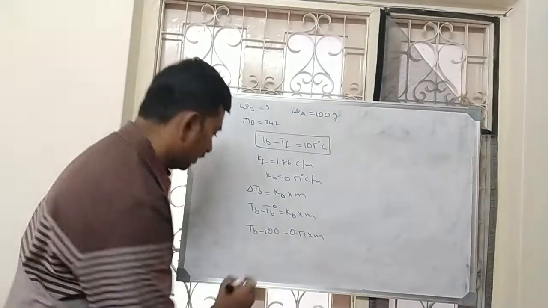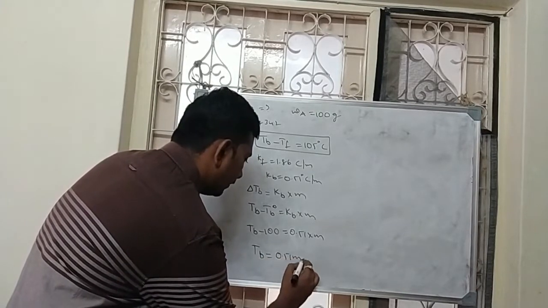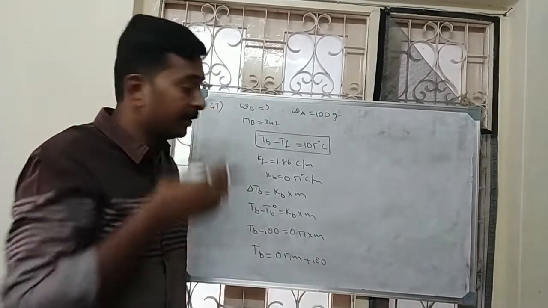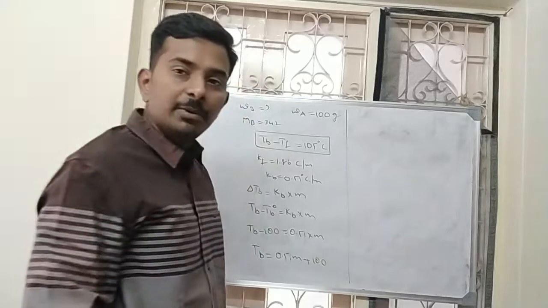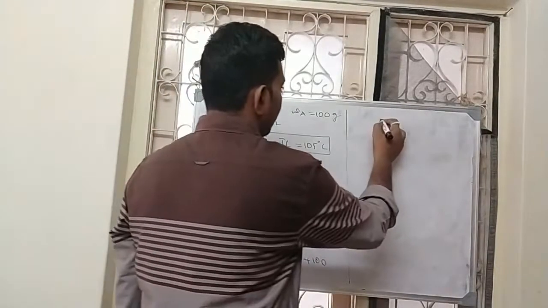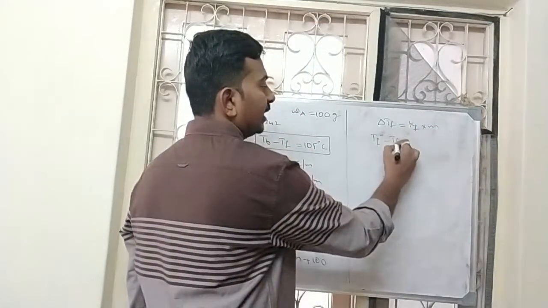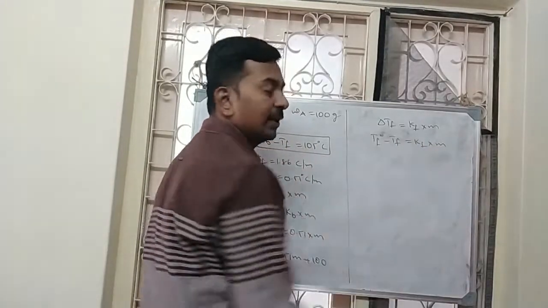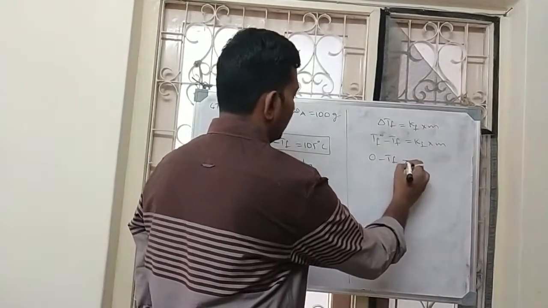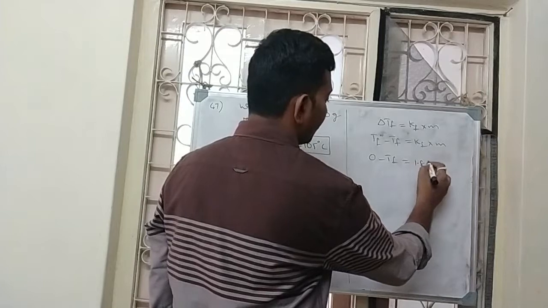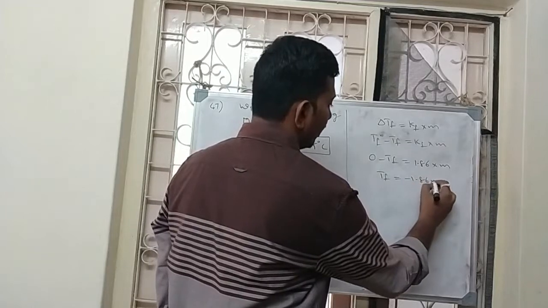0.51 into m. So what will be the value of Tb? The value of Tb will be 0.51 m plus 100. This is the value of Tb. Next we need to get the value of Tf. In order to get the value of Tf, I will be using depression in freezing point. So we know that delta Tf is equal to Kf into m. Delta Tf is Tf naught minus Tf, which is equal to Kf into m. So Tf naught for water is 0, minus Tf. So Kf is given as 1.86 into m. So what will be the value of Tf? It will be minus 1.86 m.